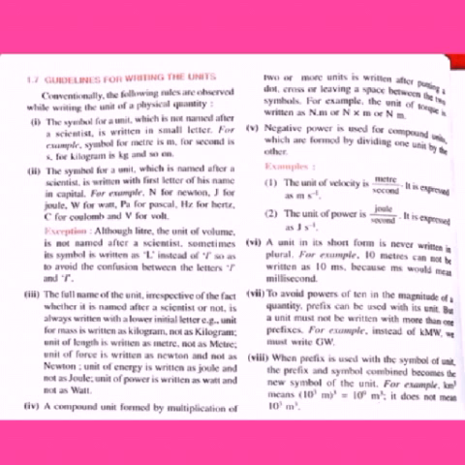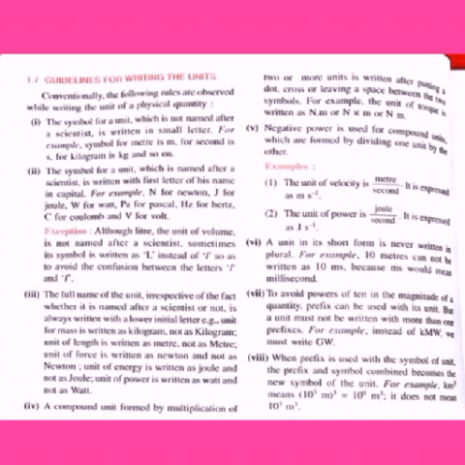Number 3. The full name of a unit, irrespective of whether it is named after a scientist or not, should always be written with a lower-case initial. For example, the unit of mass is written kilogram, not with capital K. Like that, the unit of length is written as meter, not capital M. Meter should be written with small m. Like that, if you are writing newton, N should always be capital in the symbol.